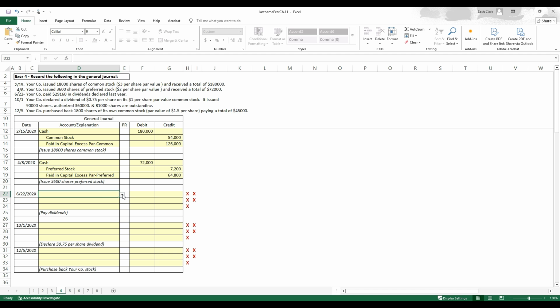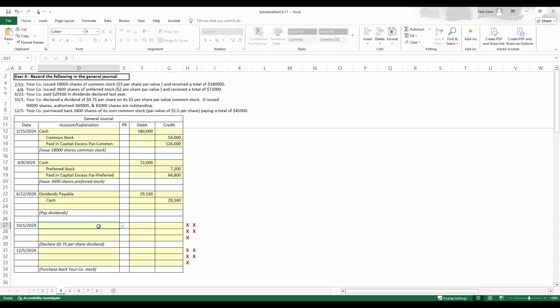And then we've got the payment of dividends, and so it tells us that we paid dividends from last year. So again, this is just kind of your traditional entry: dividends payable is debited to decrease it, cash is credited to decrease it, and it tells us what the amount was. Okay, so that was payment of a prior year dividend.